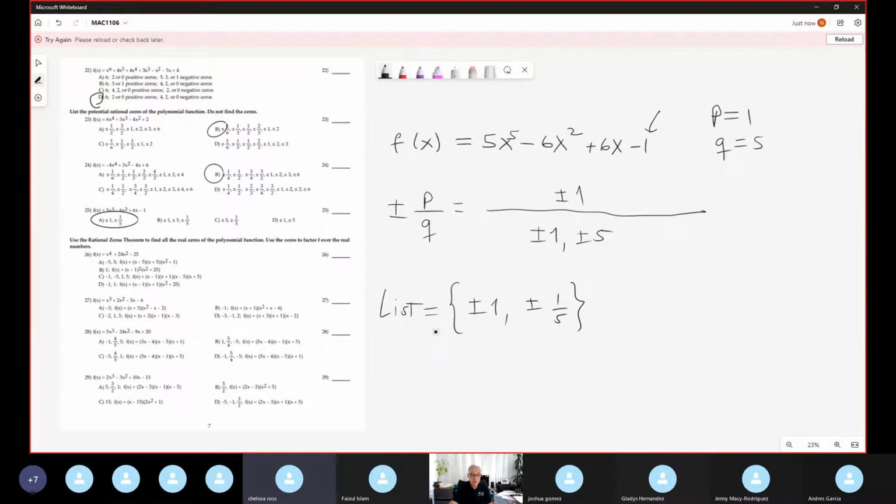Okay, what is the idea? The idea is, so you need to use the rational zero theorem to find the real zeros of the polynomial function, using the zeros to factor over the reals. So the answer is zeros and factors, but real. Okay.